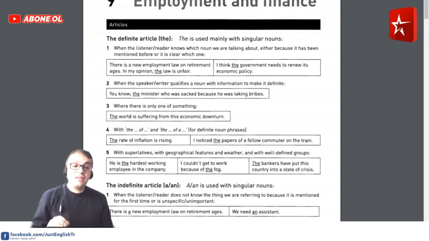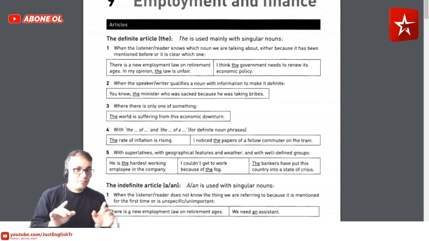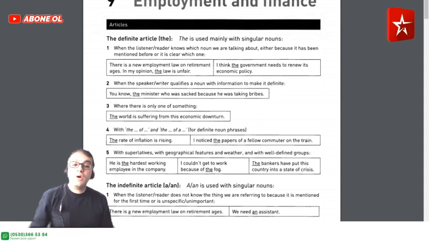Look here. I think the government needs to renew its economic policy. Here also, we define the, when the speaker or the writer qualifies a noun with information to make it definite. For example, you know the minister, so we define the minister as the minister who was sacked because he was taking bribes. The meaning here is sacked because he was taking bribes.